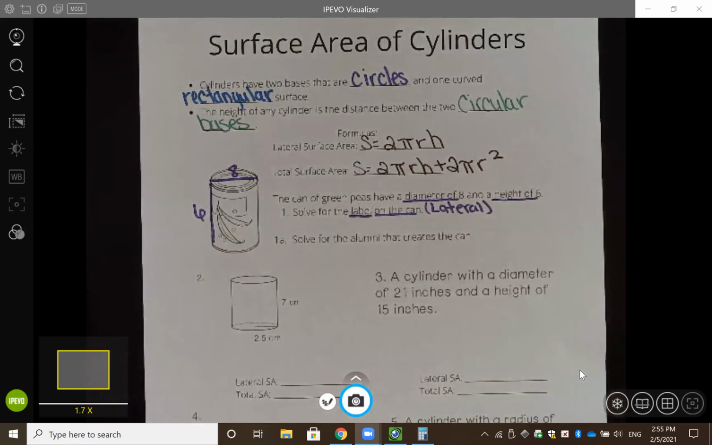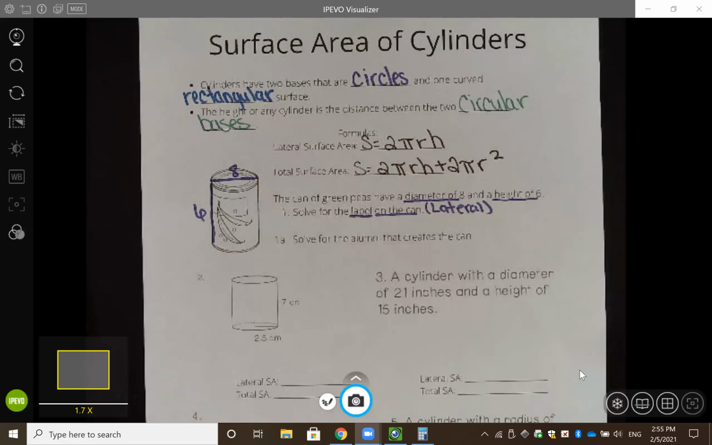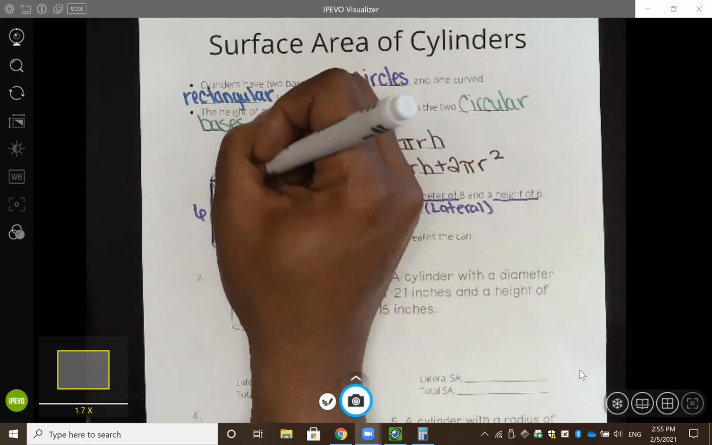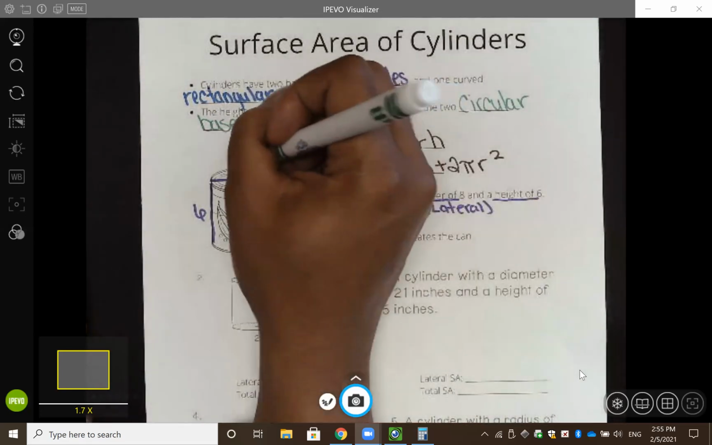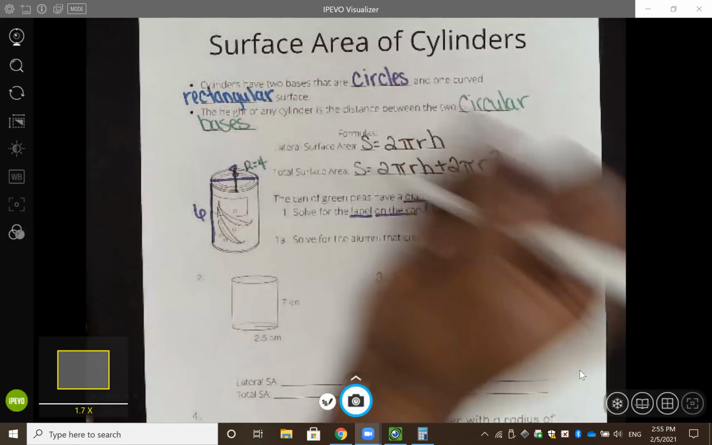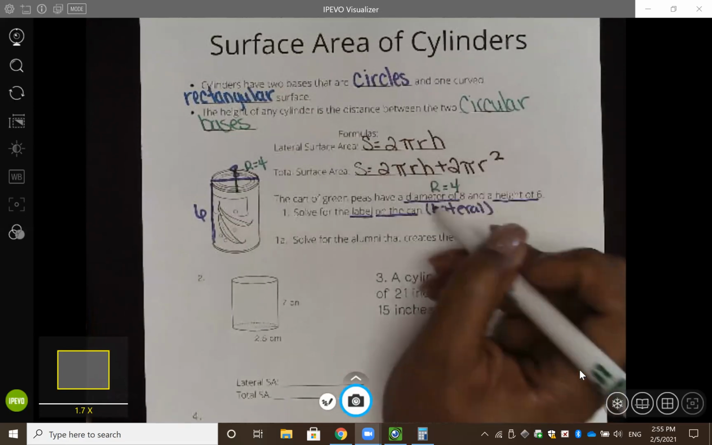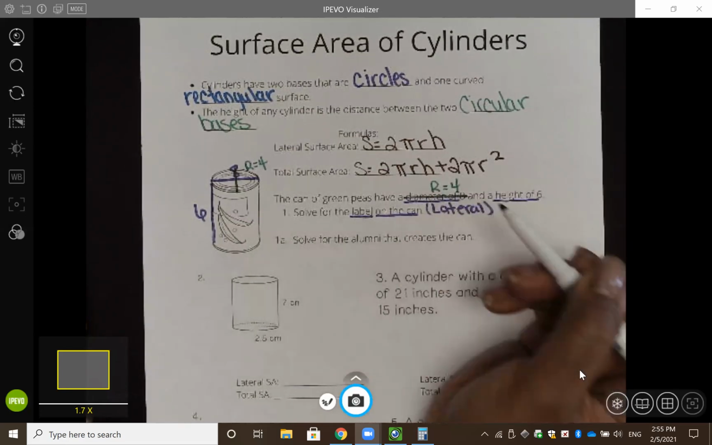Okay, that's lateral. The first thing I recognized is that they gave me a diameter. And anytime they give me a diameter, I need to divide that by 2 because I only need half of it. So I only want to know how much half of this is worth, which is my radius. So my radius equals 4. Then I'm going to cross this diameter out because I'm not going to use that. I need to make sure I don't use that in my formula.